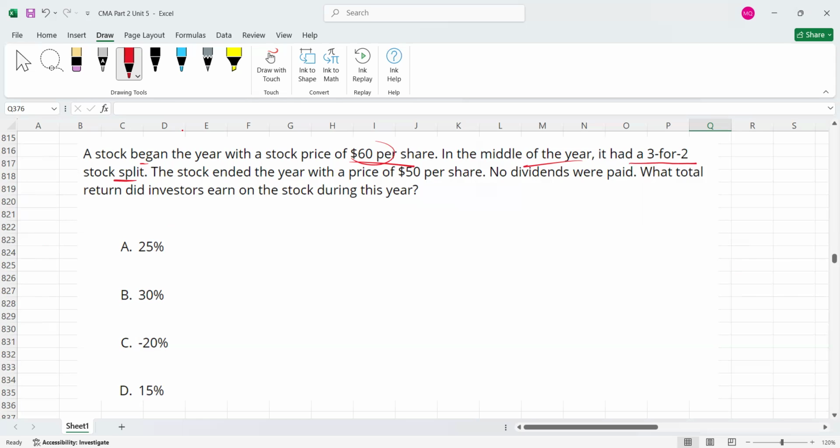A 3 for 2 stock split means your old two stocks will be converted into three new stocks. Or simply, your old two stocks will be converted into three now. Okay, so that is stock split.